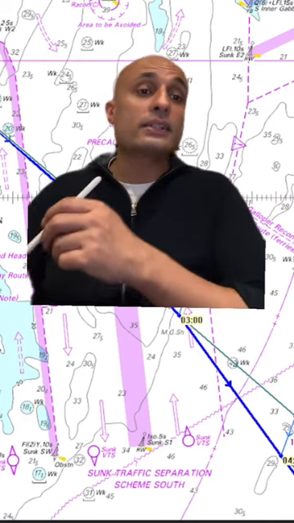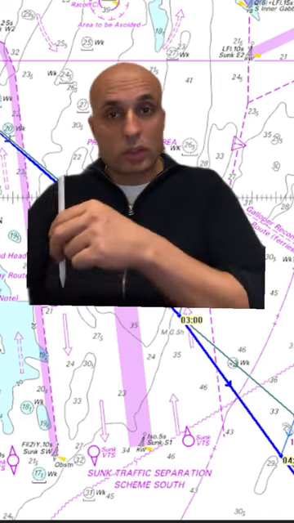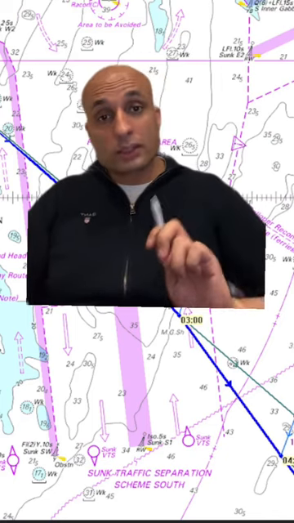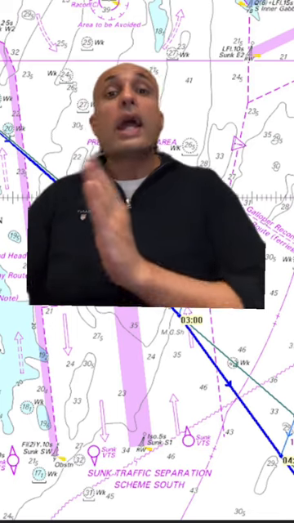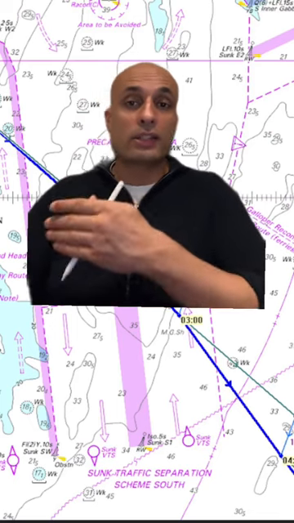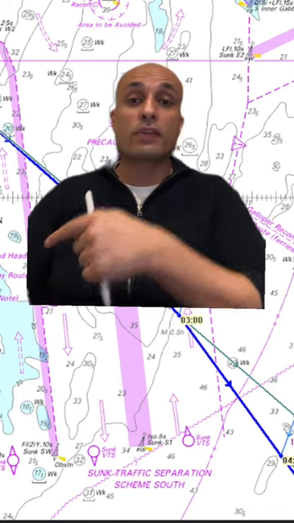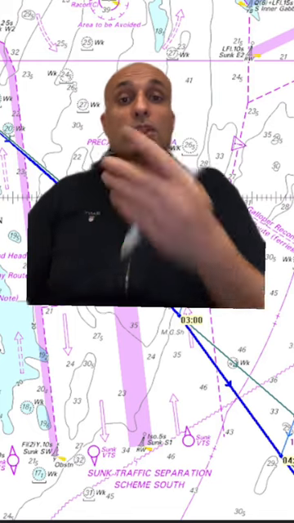You are supposed to use the appropriate lane adjacent to the traffic separation scheme. Means if you are southbound, then this is your appropriate lane. If you are northbound, then this is your appropriate lane. So what is adjacent to this area? If I see on the left, if this is an inshore zone, what is the appropriate traffic lane in the adjacent traffic scheme? The one which is southbound. So that's what it means.